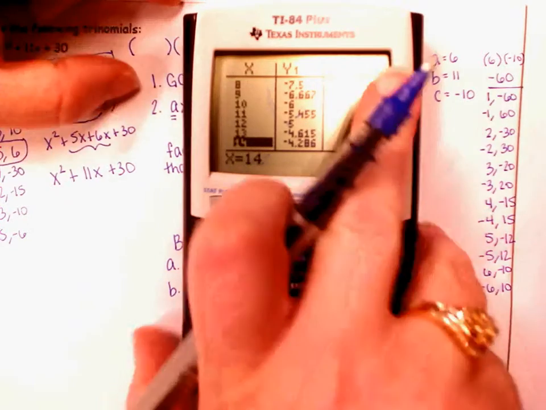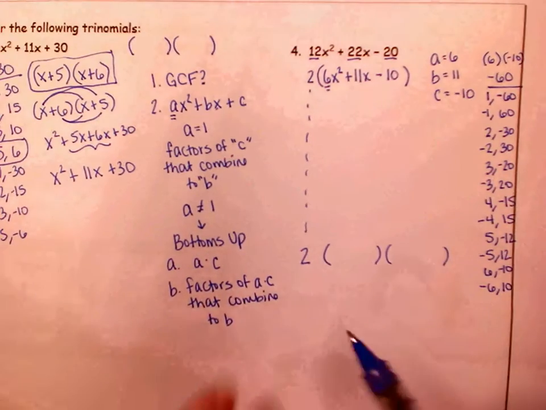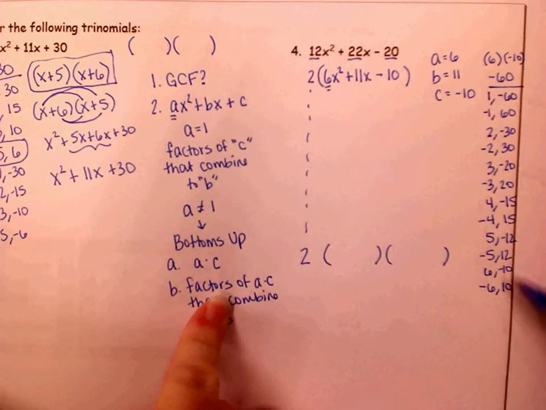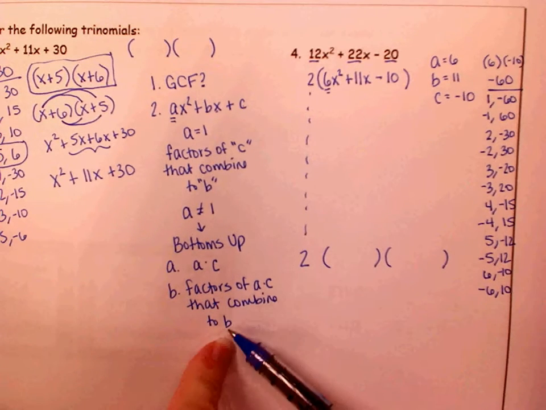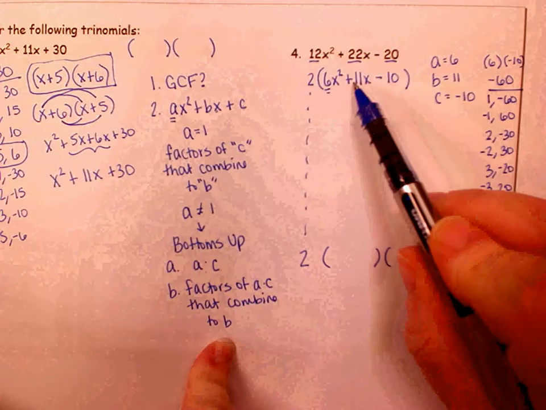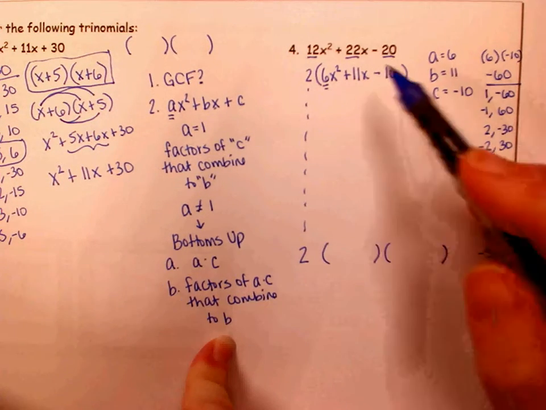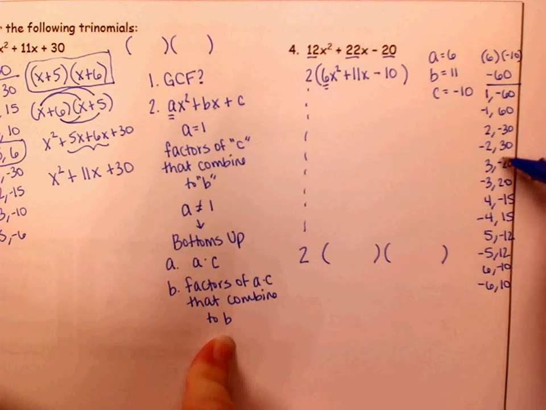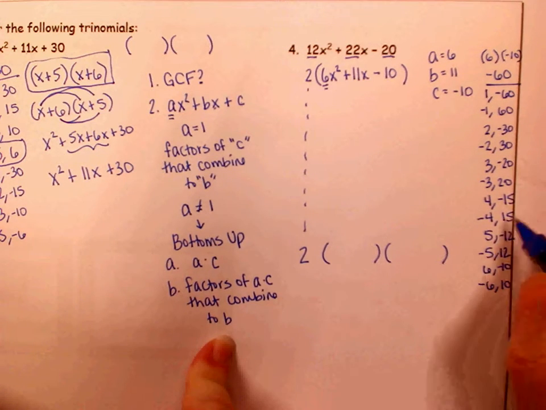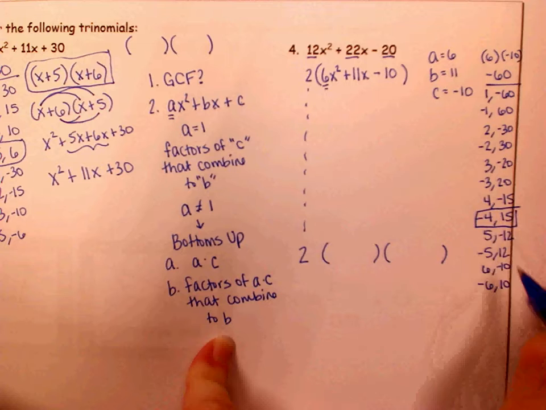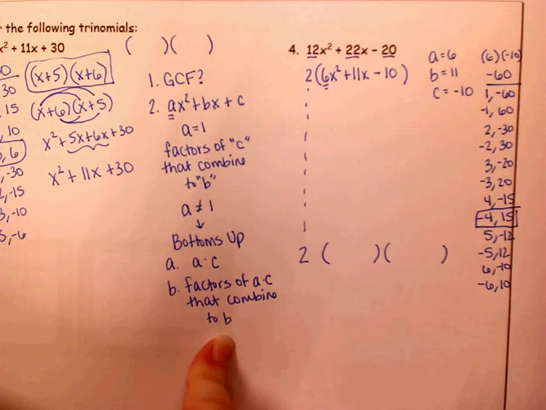Okay? So I'm looking for the factors of AC. I've got all those that combine to get B. Well, what's my B value? It's 11. So I'm looking for which one of these factor pairs adds to get a positive 11. So when I look down here, here is the factor pair I want. I don't want 4 and negative 15 because that's a negative 11. I want negative 4 and 15. Negative 4 plus 15 is 11.